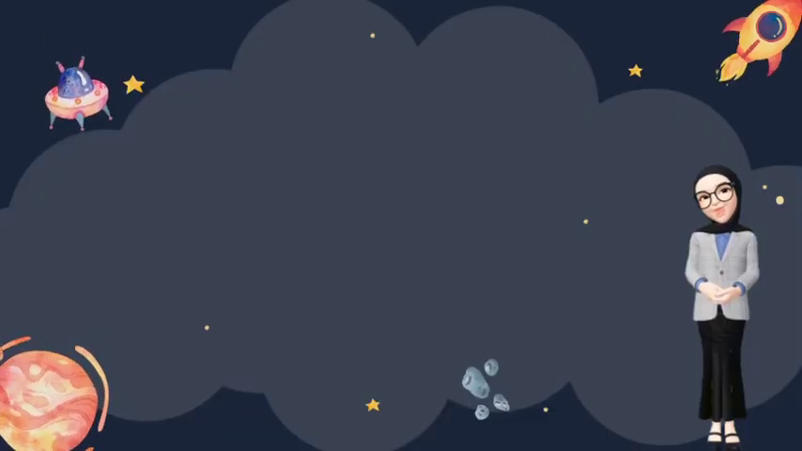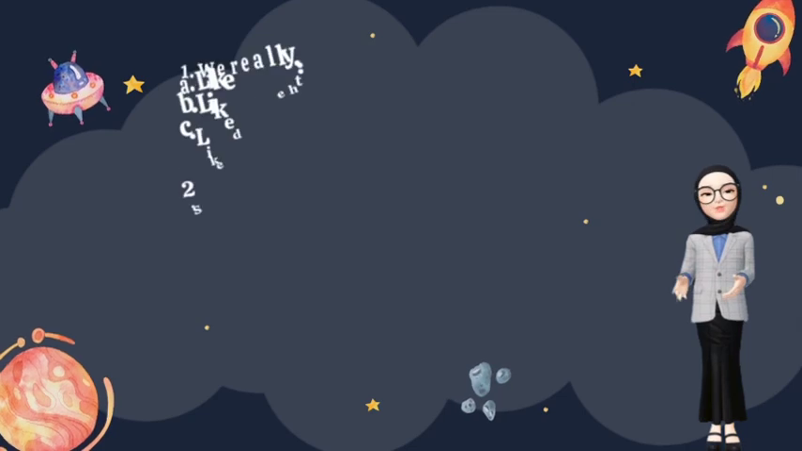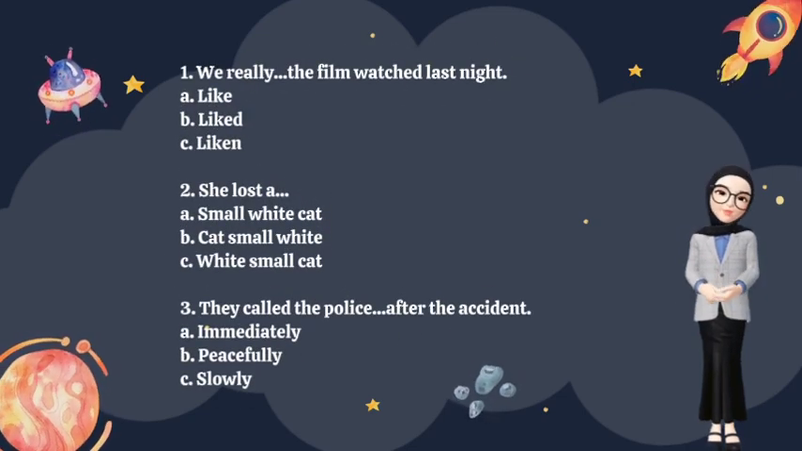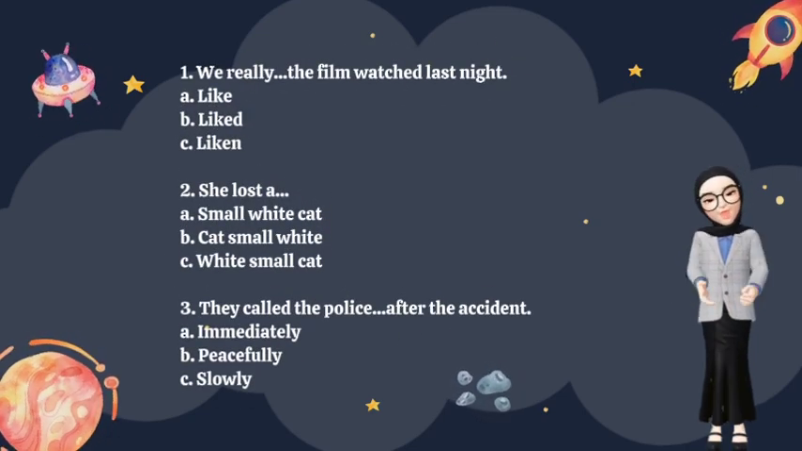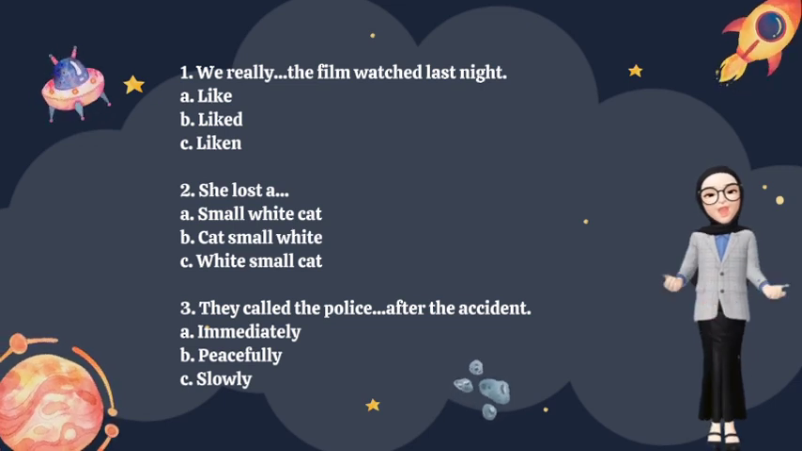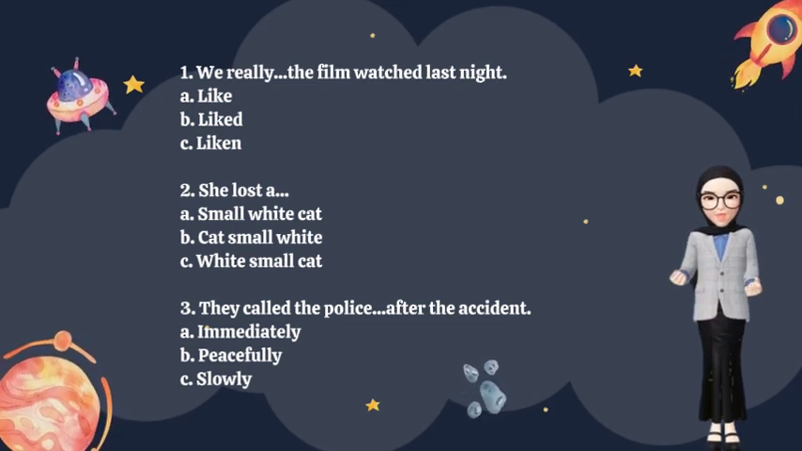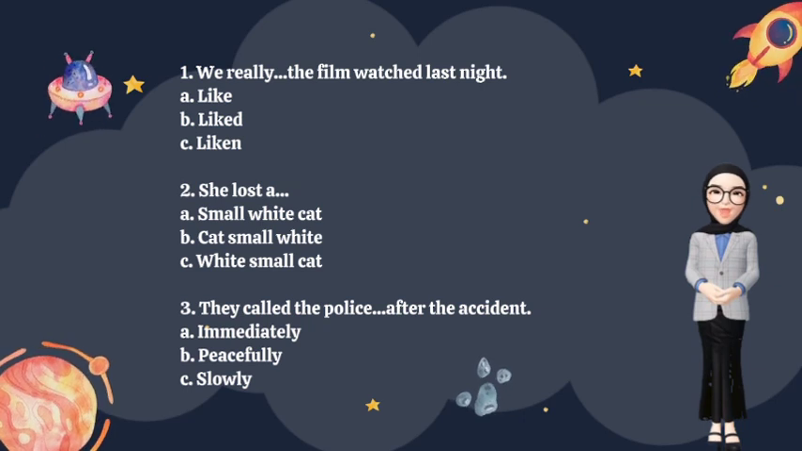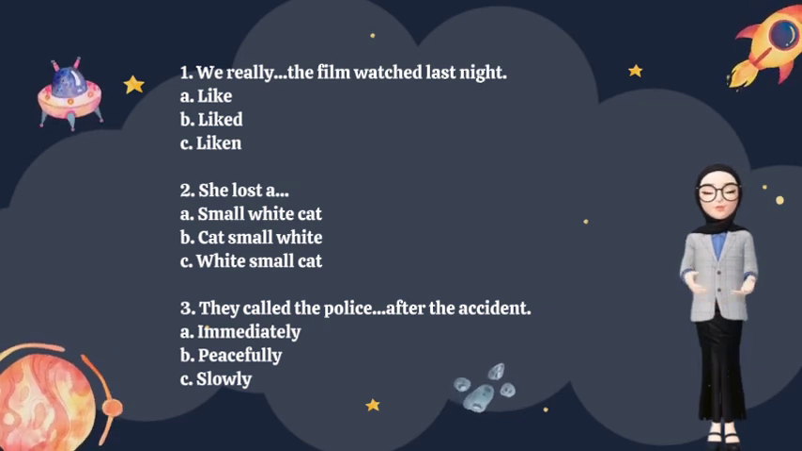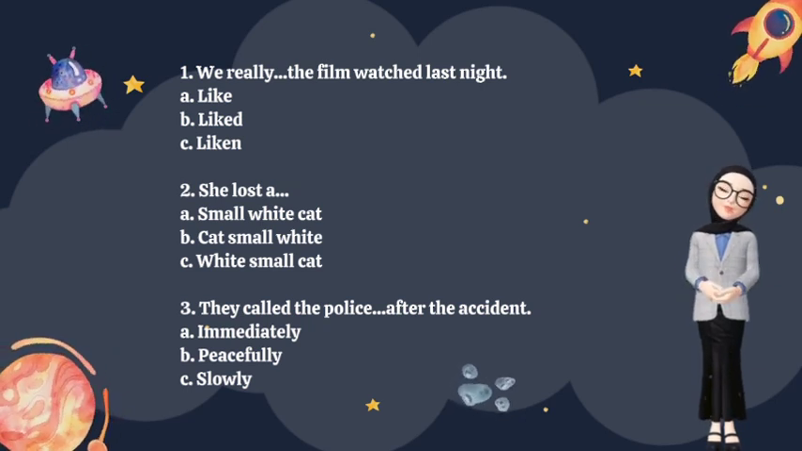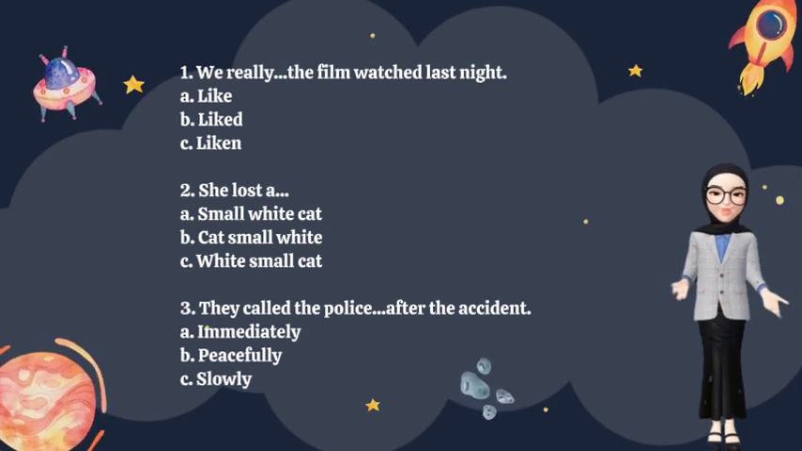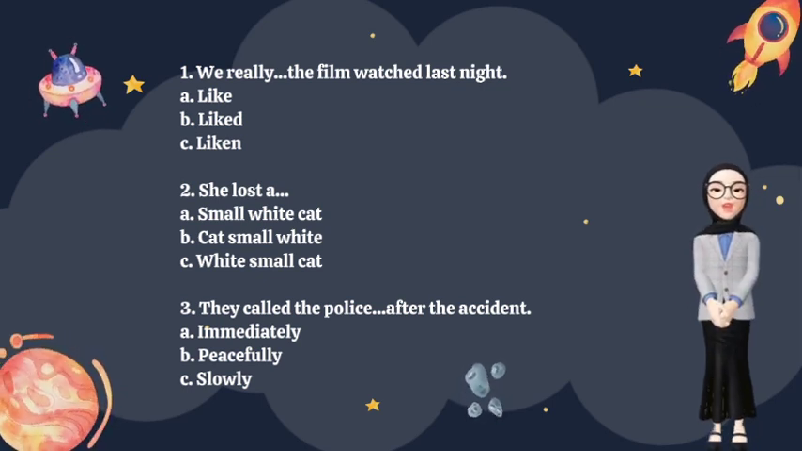After listening to the explanation about part of speech, please choose the most suitable answer to the question below. 1. We really, the film watched last night. A. Like. B. Liked. C. Liken. 2. She lost a small white cat. B. Cat small white. C. White small cat.